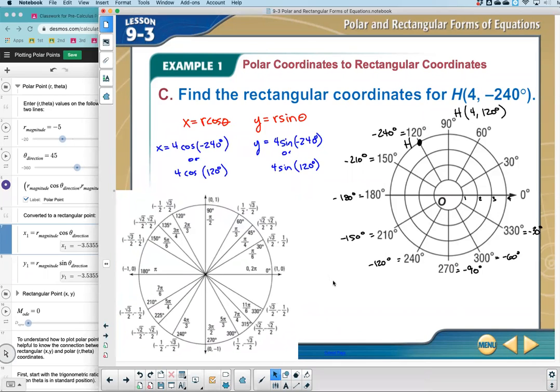So here's my unit circle. I find 120 degrees right there. There's my sine value, and that's my cosine value. So x would equal 4 times negative 1/2, and the y would equal 4 times square root of 3 over 2.